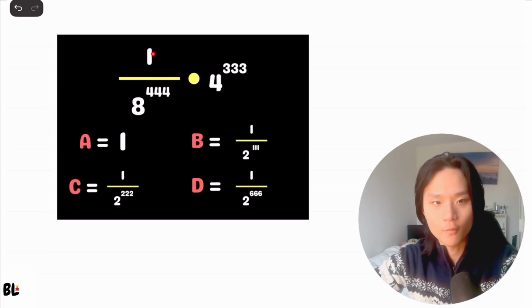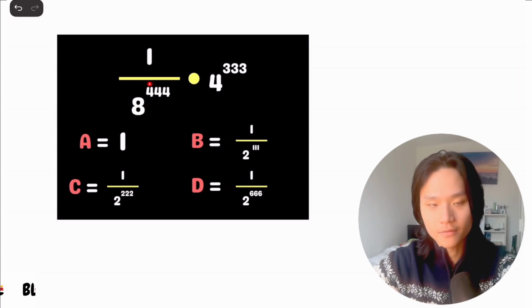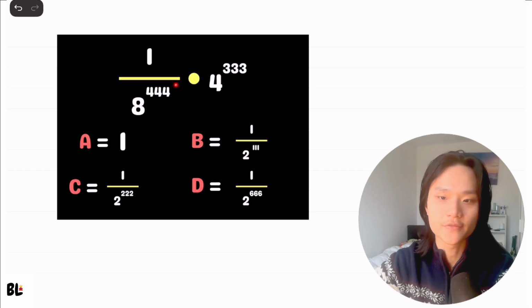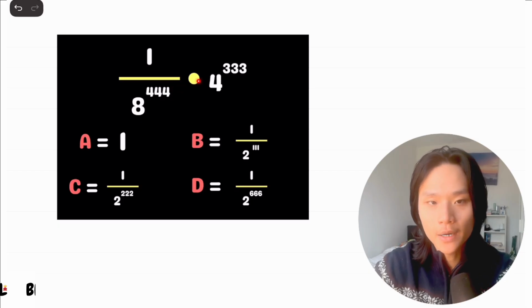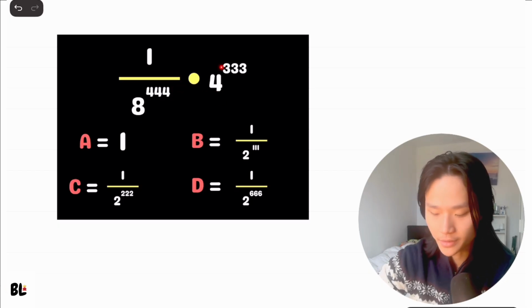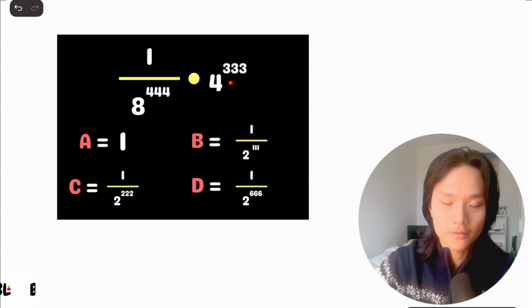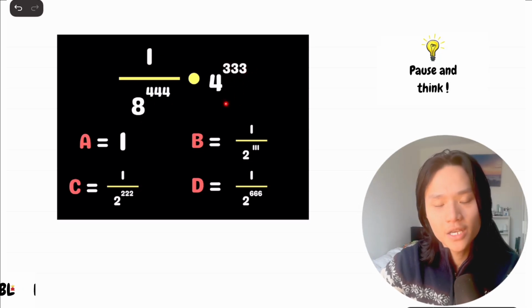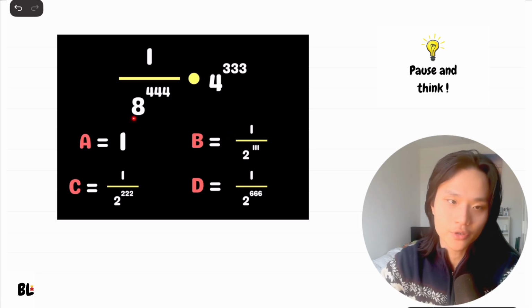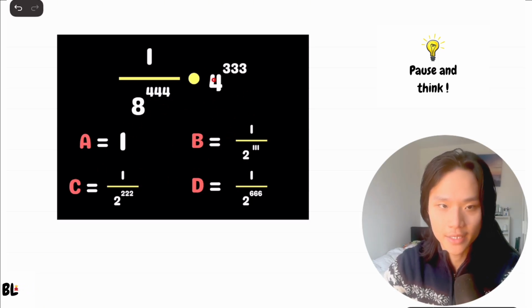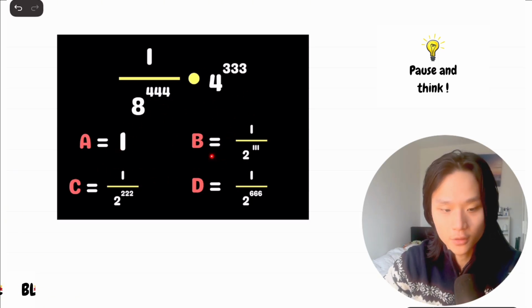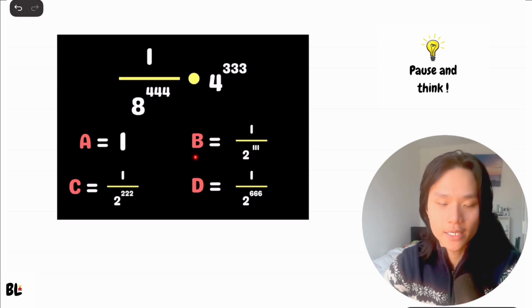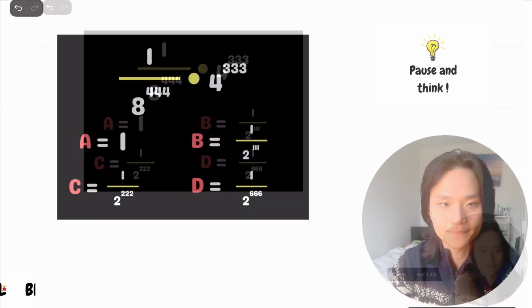So we have 1 divided by 8 raised to a very big power, which is 444, multiplied by 4 raised to another big power, which is 333. So pause the video and give this problem a go. Try and see if you can simplify this expression into one of the following 4 options. And when you're ready, keep watching for the solution.